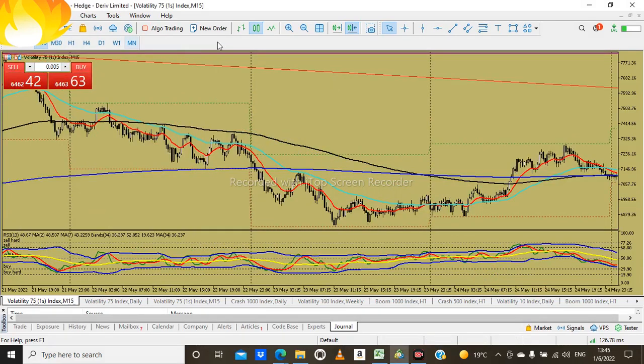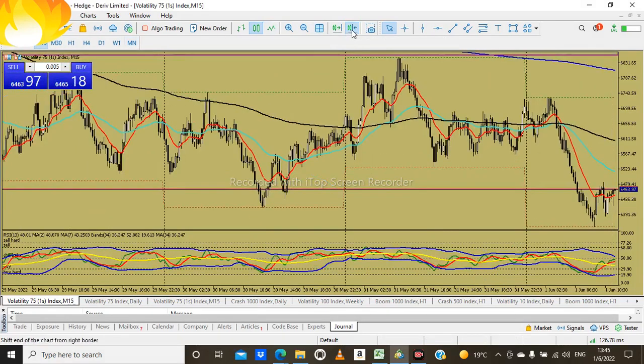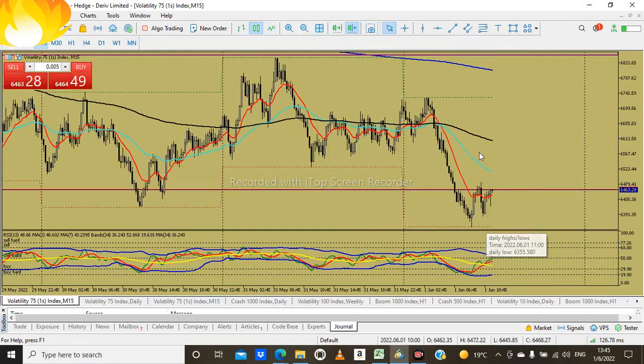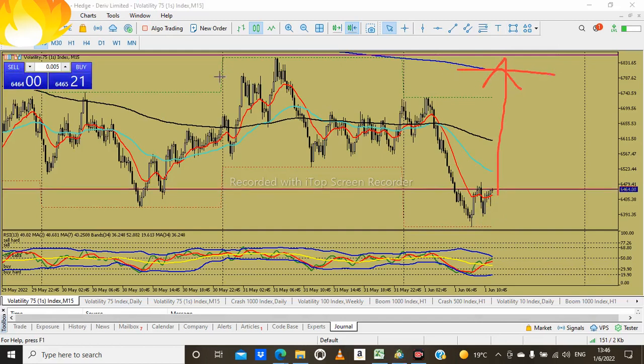So let's go on M15 and see what price is doing there. All right. I would buy V75 1s. It's created a good shark fin there, and I'd buy it from here to there, to this region. You buy it there, this could be TP1, this could be TP2.